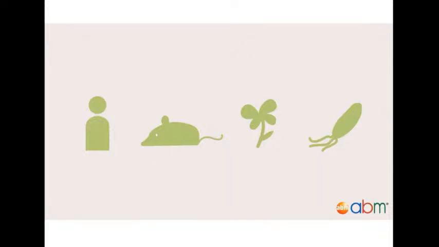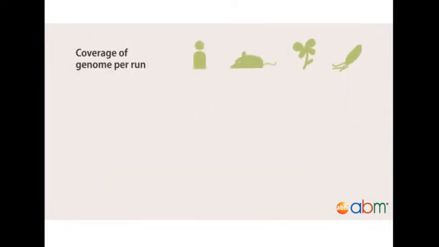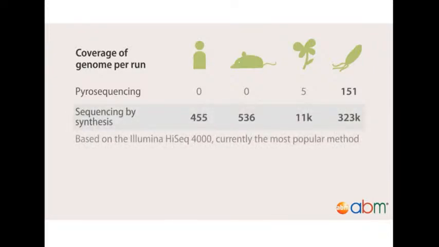For whole genome sequencing data to be useful, a minimum of 30 times coverage is required. As it can be seen, the pyrosequencing method is only able to sequence the E. coli genome at enough coverage to result in valid data. The sequencing by synthesis method, which is the most popular method currently on the market, is able to generate hundreds of coverage per run. In fact, with this machine, it is possible to sequence 15 individuals within 3.5 days.